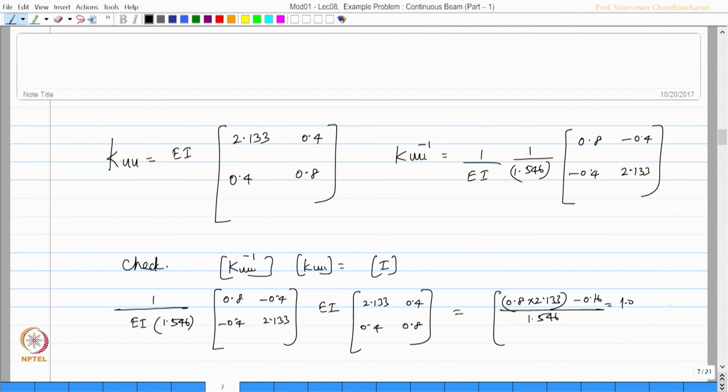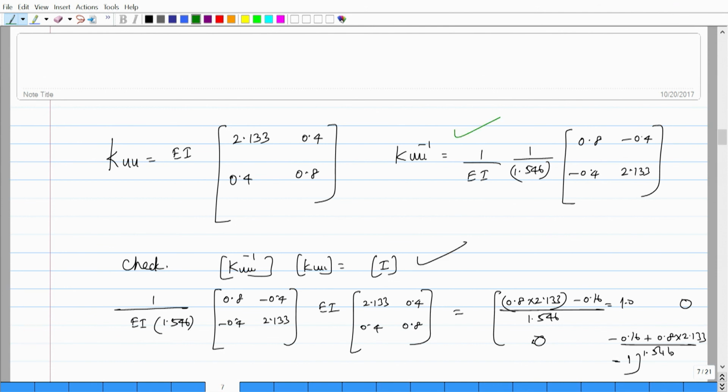Okay. This value, if you see, 0.8 into 0.4 minus 0.8 into 0.4, becomes 0. If you look at this value, minus 0.4 into 2.133 plus 0.4 into 2.133, this will become 0. And if you look at this value, minus 0.16 plus 0.8 into 2.133 by 1.546, will also become 1. So, it is an identity matrix. This statement is proved and therefore, this inverse is correct.